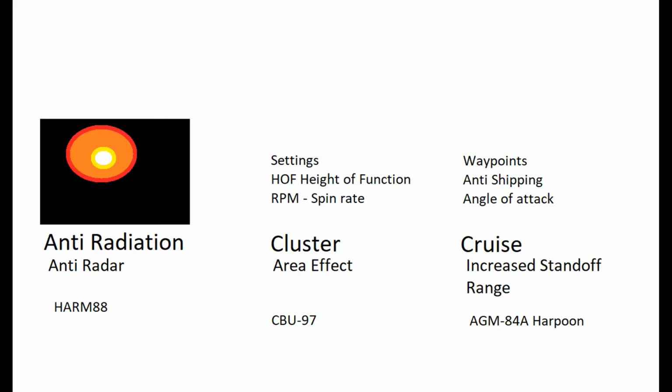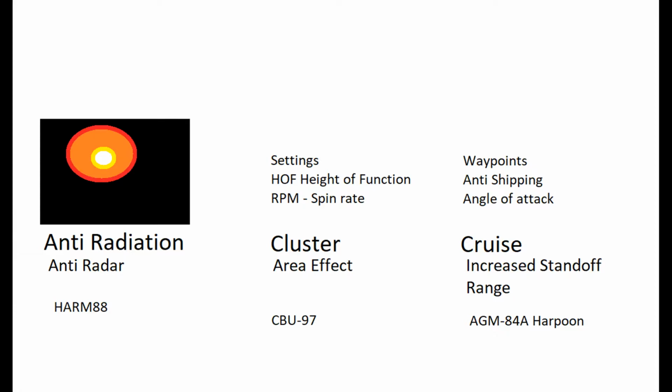So when it comes to cluster munitions, there are some settings as well. You've got height of function, which is HOF, and the RPM, which is the spin rate. Height of function is when it will begin doing what it needs to do. It'll start releasing its bomblets. The spin rate is the speed at which it will eject them. Now, the only cluster bombs I've used have both those settings. There might be some other settings or maybe even fewer settings, but generally it's height of function and RPM.